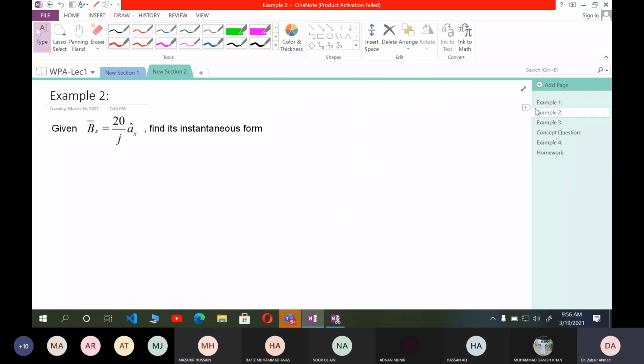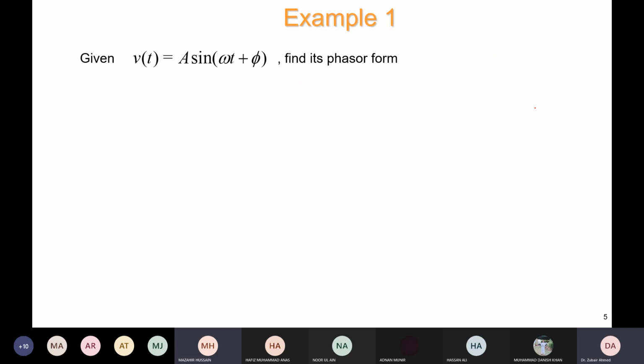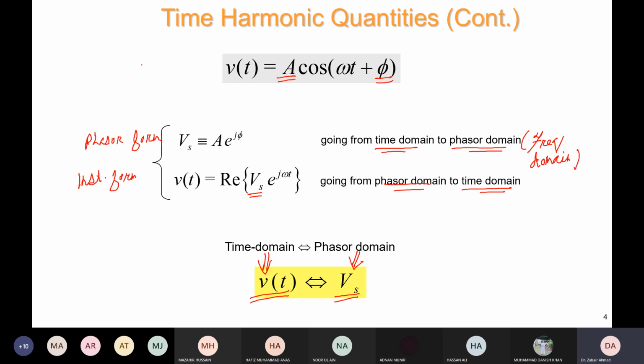Our next, let's move back. So this was the phasor. This was the scalar phasor. What we were talking about, this thing was the scalar phasor.